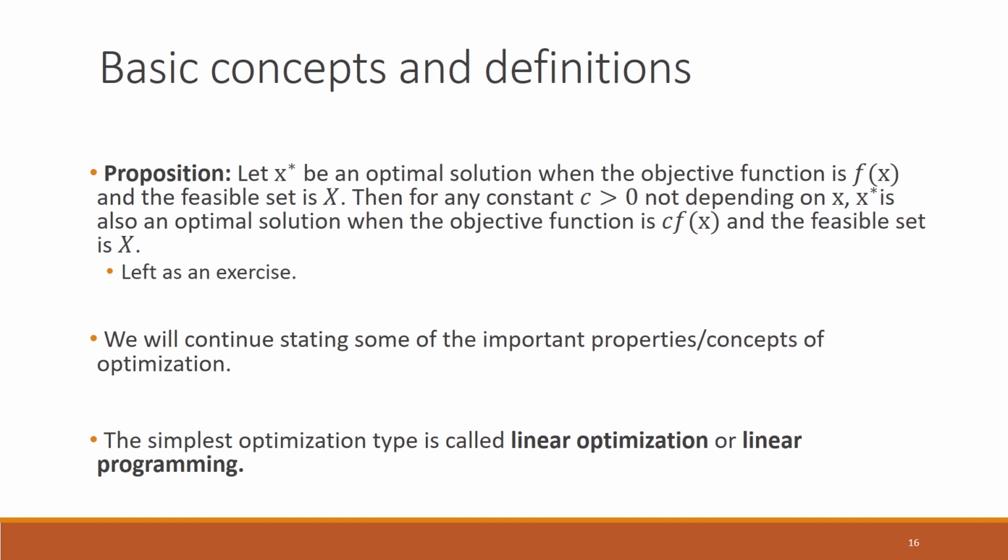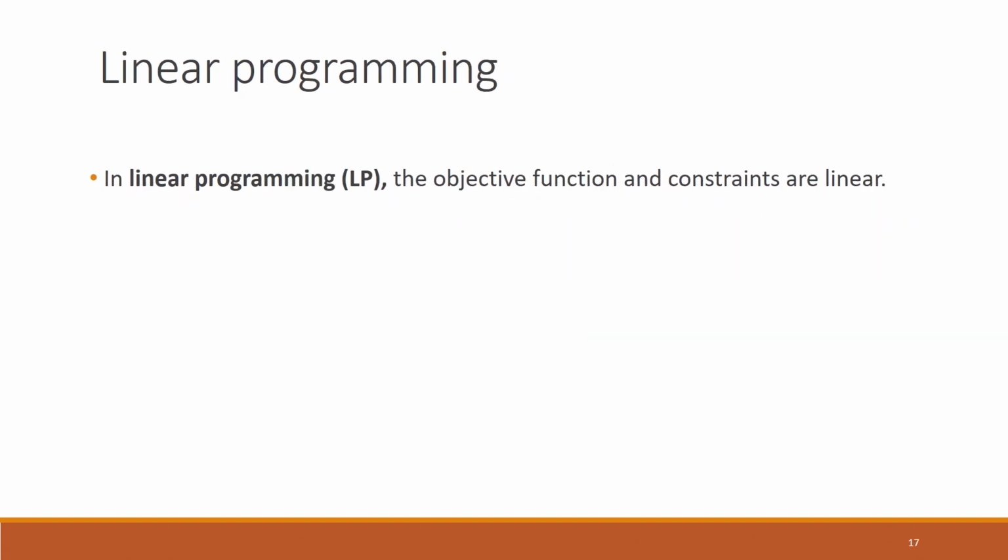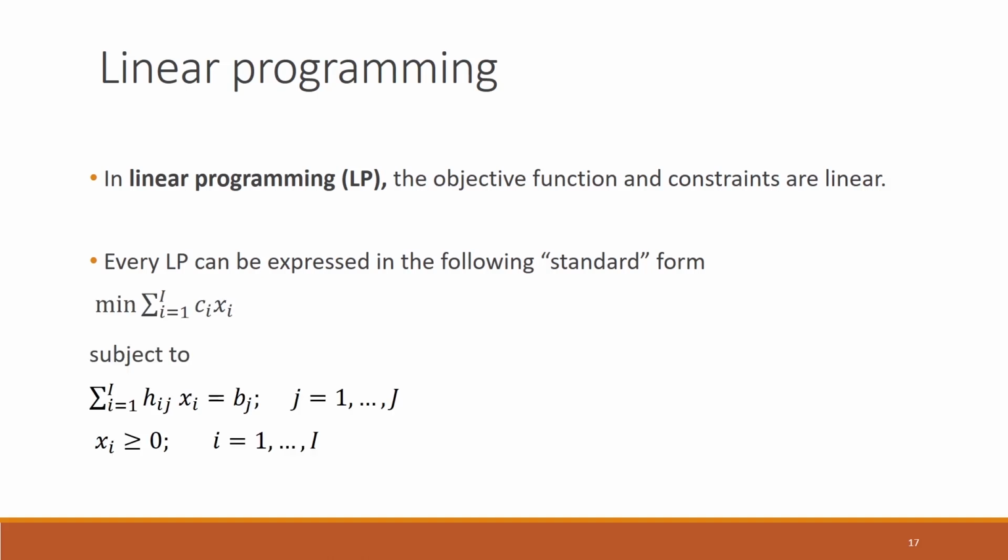The simplest optimization type that anyone will encounter is called linear optimization or linear programming. So, in linear programming, the objective function and constraints are linear. Now, every linear program, or in short LP, can be expressed in the following standard form. Now, this is the standard form.